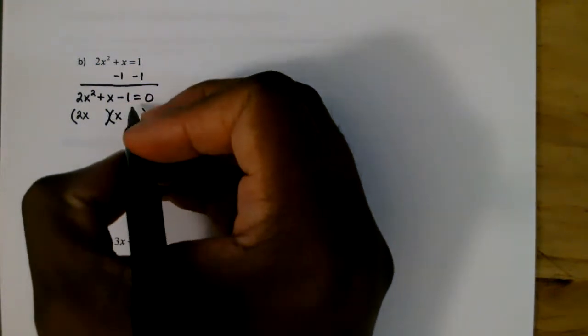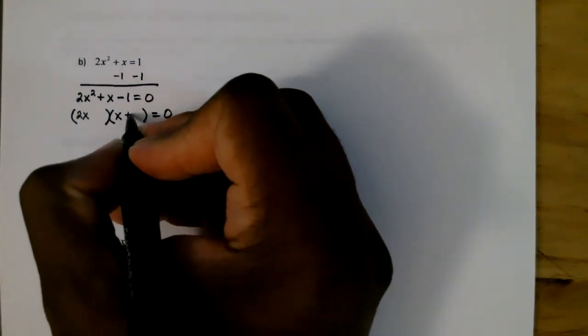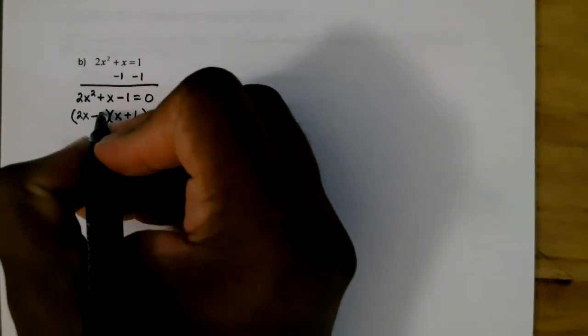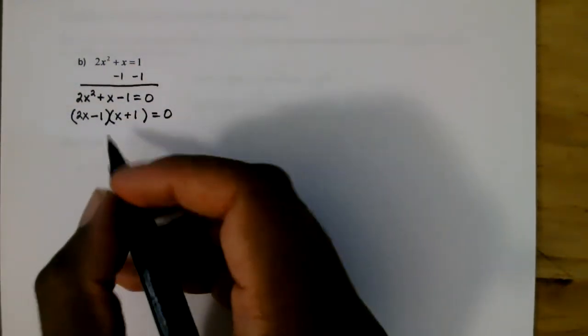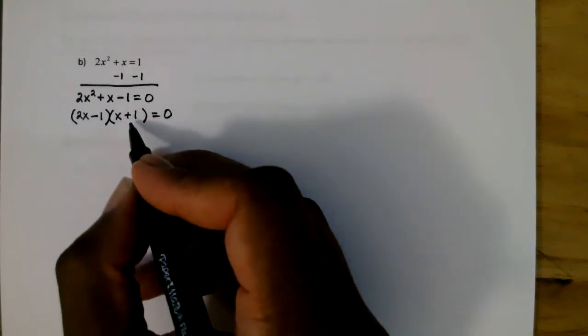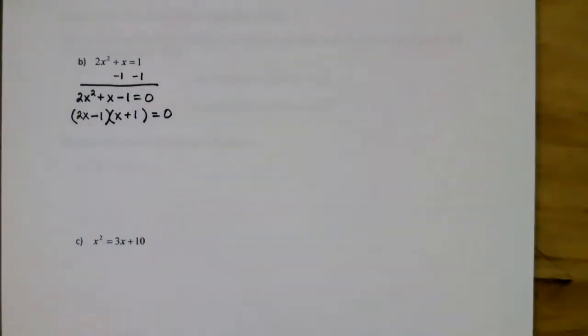Well, let's do this. I'm going to put the plus 1 where that x is and the minus 1 where the 2x is. When I do that, the outer will be 2x, the inner will be minus 1x. 2x minus 1x will give me the middle term of x. So you have to make sure that you're placing your numbers in the right place so that the outer and the inner will give you the middle term. So factor completely, this is 2x minus 1 times x plus 1 equal to 0.